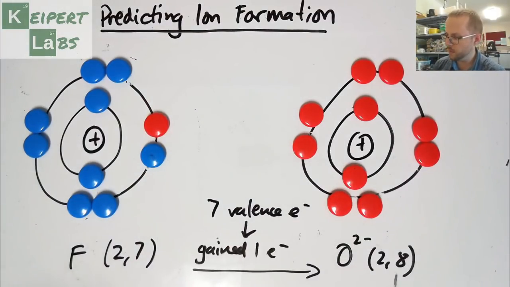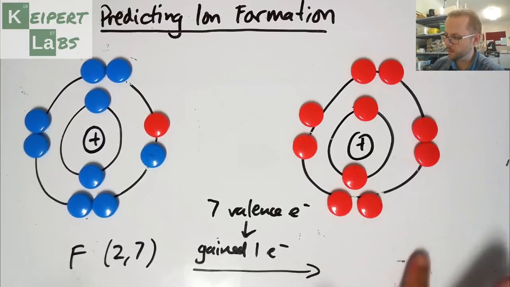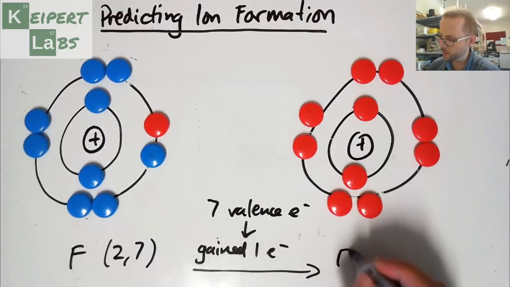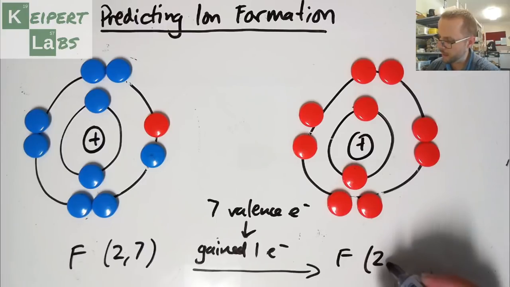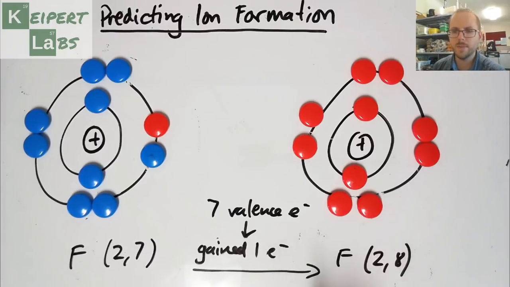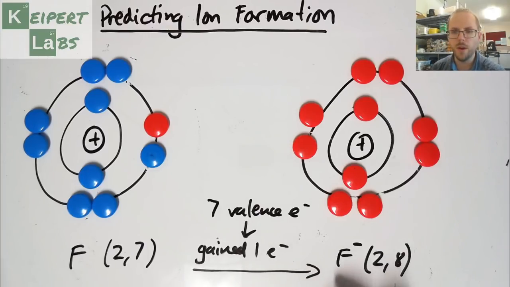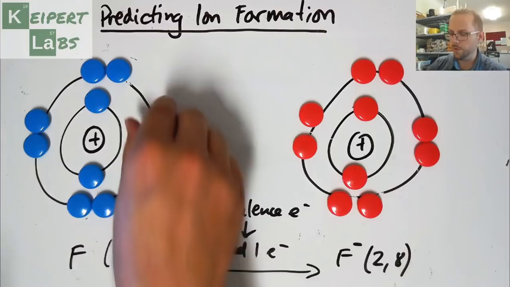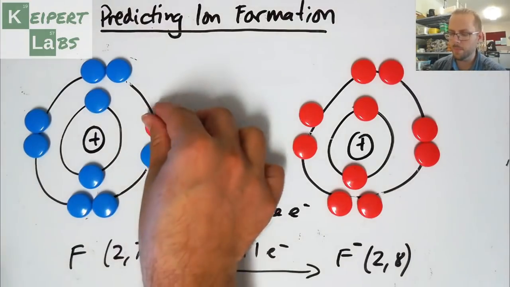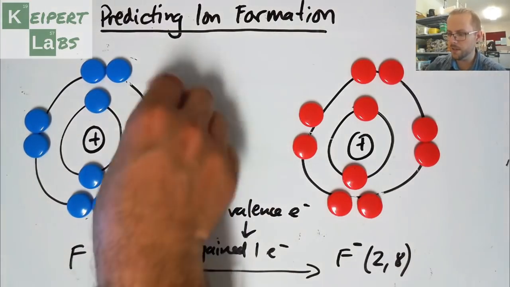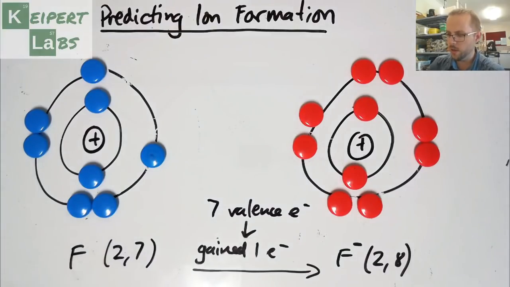The way that it will do that is by taking from 7 up to 8 by gaining 1 electron. So what we did have was fluorine of 2 and 7. We've now got an ion that's made with 2 and then 8. It's got 1 extra negative charge than it did before, so it's now F-. We've gained 1 electron to form this ion called fluoride. So we've gone from 7 valence electrons up to 8.